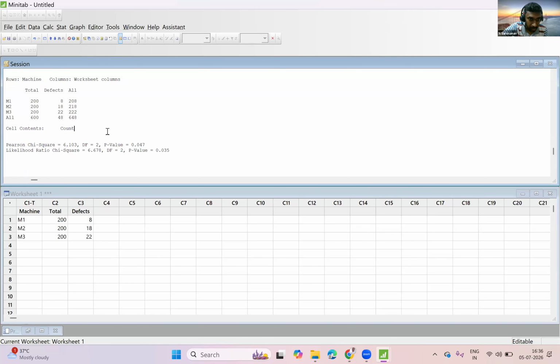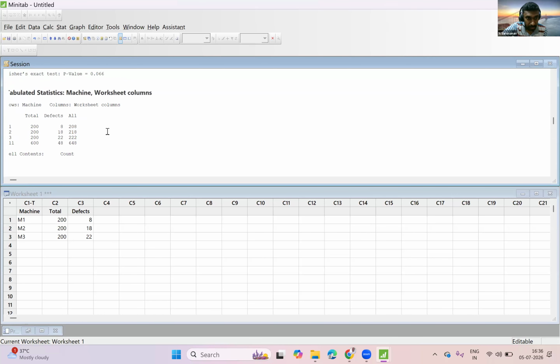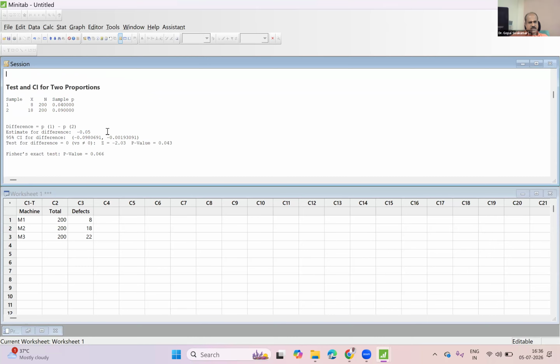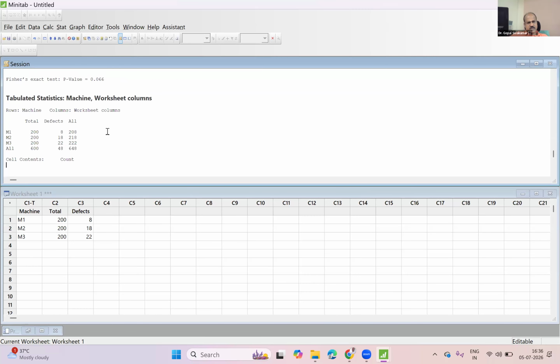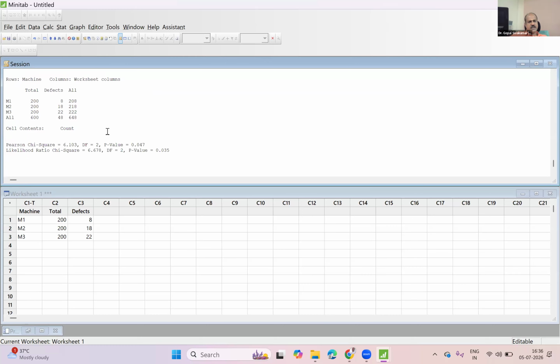See, the p-value is 0.035, less than 0.05. So reject the null. Reject the null means defect rate and machine type are associated. There is a relationship.